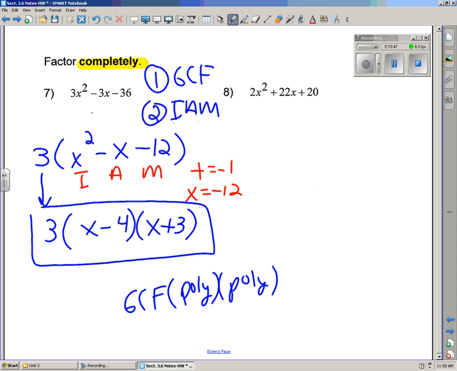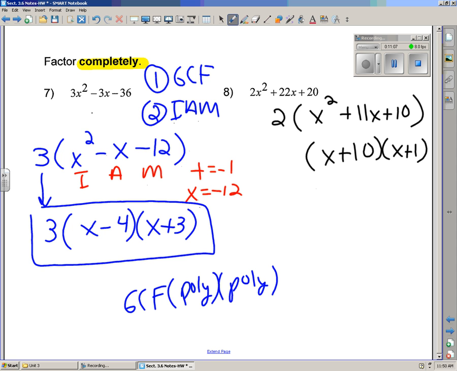Let's take a look at the last example. GCF here is a 2, which opens up outside of x squared plus 11x plus 10. Inside the parentheses, I've got to add to 11 but multiply to 10, and that's going to be positive 10 and positive 1. But I can't forget that that GCF comes down as a part of my final answer. So now we're combining GCFs as well as I AMs. All right, so this should be good. You should be all set for the homework.